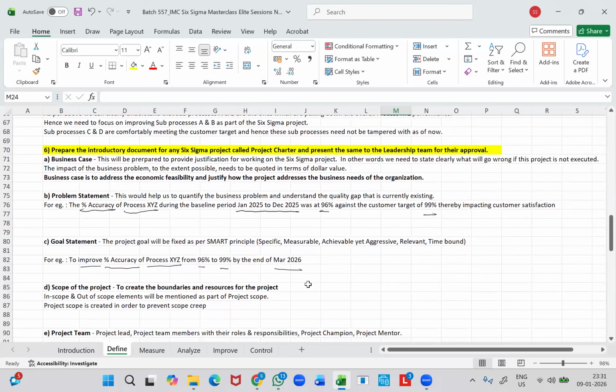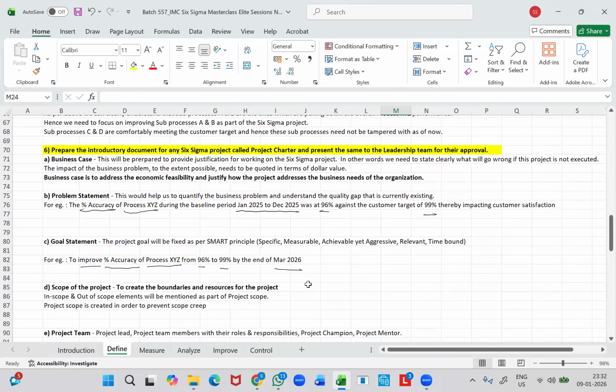And then we will frame the goal statement, and the project goal needs to be fixed as per a principle called the SMART principle. That is, the project goal should be specific, measurable, achievable yet aggressive, relevant, and time bound. So it should not be something that can be easily achieved. At the same time, it should not be so over aggressive that you are not able to complete or close your project exercise. So it should be achievable at an aggressive target.